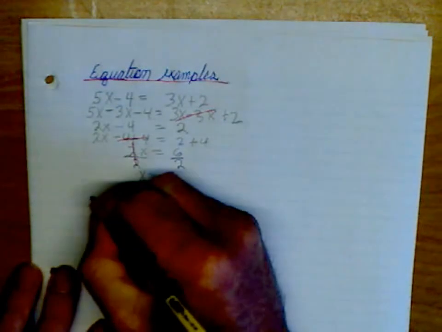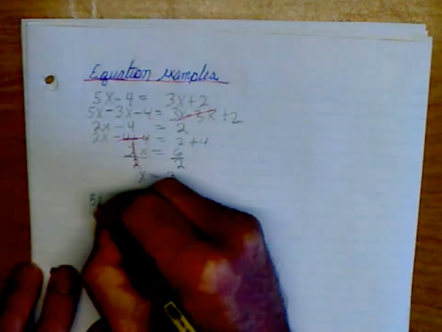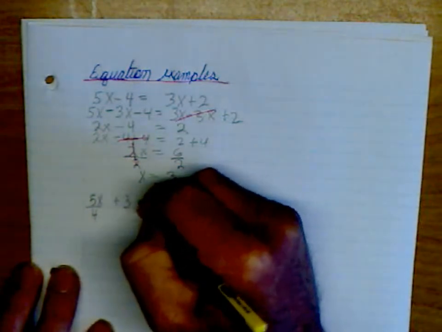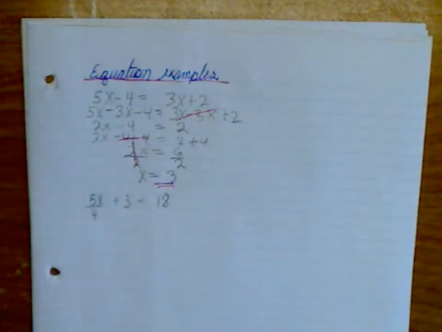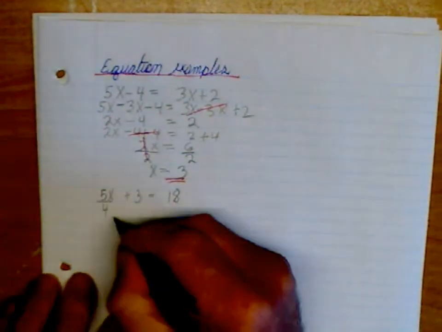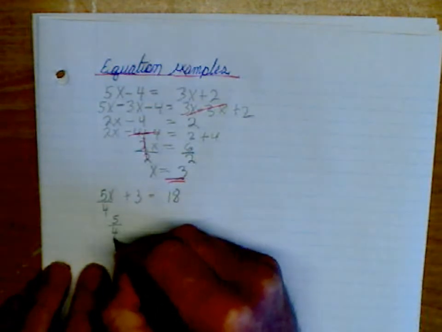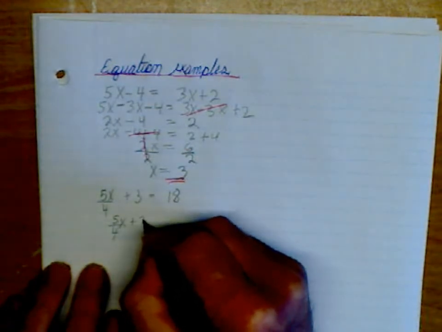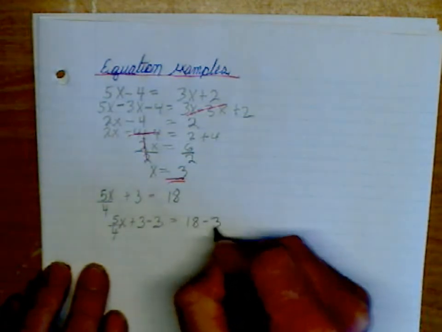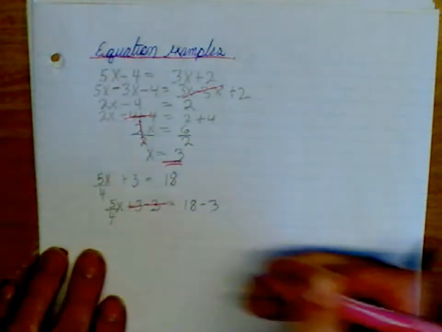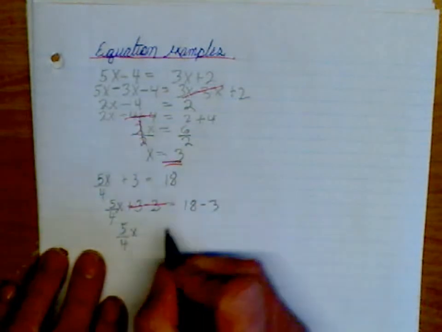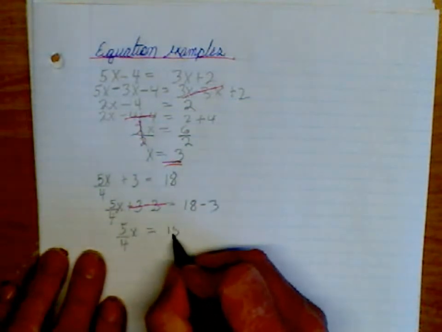Okay, try another one here. How about 5x over 4 plus 3 is equal to 18. Remember, I want to do the opposite of BEDMAS, so I'm going to start with addition or subtraction. So I'm going to subtract 3 from both sides. There's how I get rid of it. And I need to do the same on this side. So we have 5 quarters x is equal to 15.